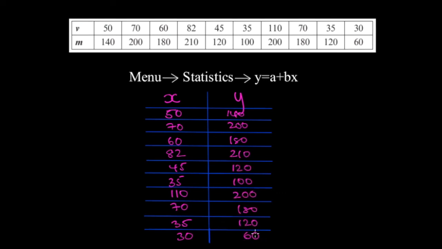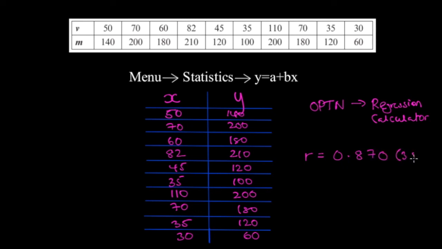Once you've plugged them in, press the option button at the top left of your calculator, and then go to regression calculator. That should give you 3 values: a value for A, B, and R. For this set of data, the value of R that I got was 0.870 to 3 sig fig. So give it a go, see if you get the same value for R.